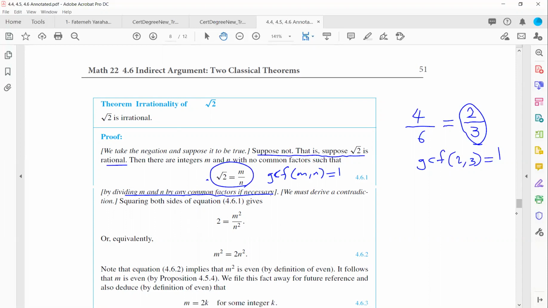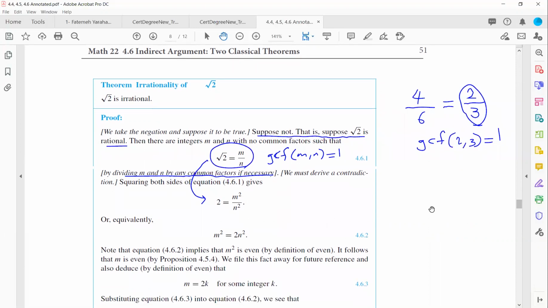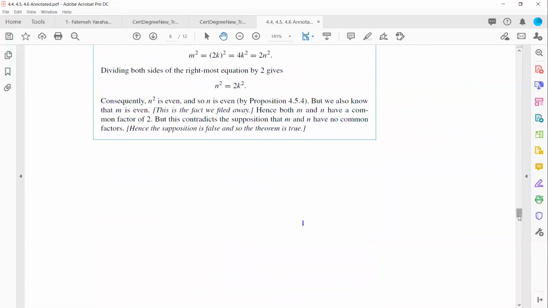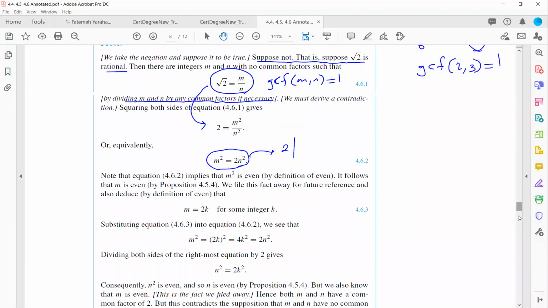Okay, let us raise both sides to 2. You get 2 equals m squared divided by n squared. It means that m squared is nothing but 2n squared. What's the meaning of that? It means that 2 divides m squared. Since 2 divides m squared, we already proved that 2 divides m. So m is an even integer. M can be written as 2 times k.